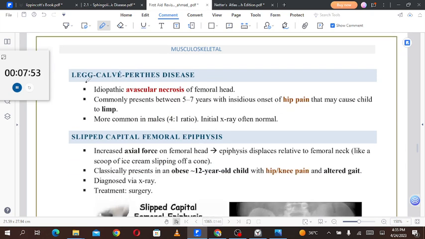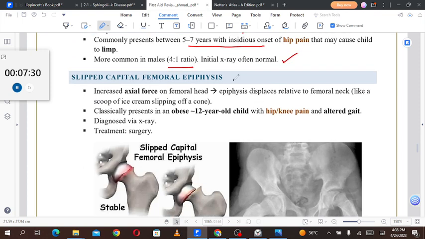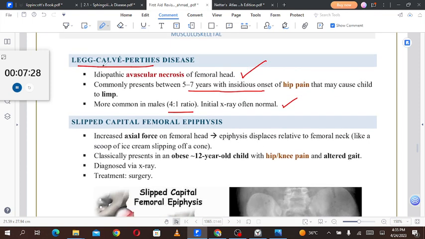Then we have Legg-Calve-Perthes disease. Idiopathic avascular necrosis of the femoral head. It commonly presents between 5 to 7 years with insidious onset of hip pain that may cause the child to limp. It is more common in males, at a 4 to 1 ratio. The initial X-ray may be normal, but later on it may present with Legg-Calve-Perthes disease.